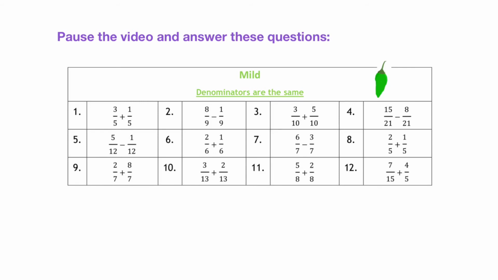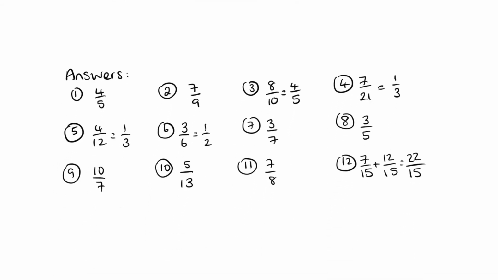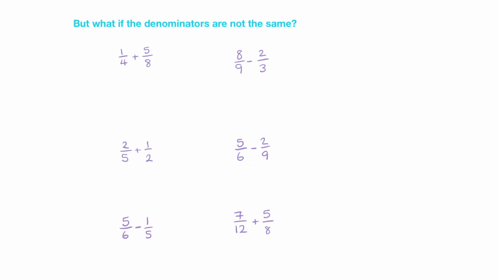Okay, I'm going to show you the answers just now. So here we go. There's the answers. So pause whilst you check your answers, and you can see some of those I've simplified them. So wherever they'll simplify, that's what I've done. Okay, so the circled ones are the ones that have been simplified. So check your answers.